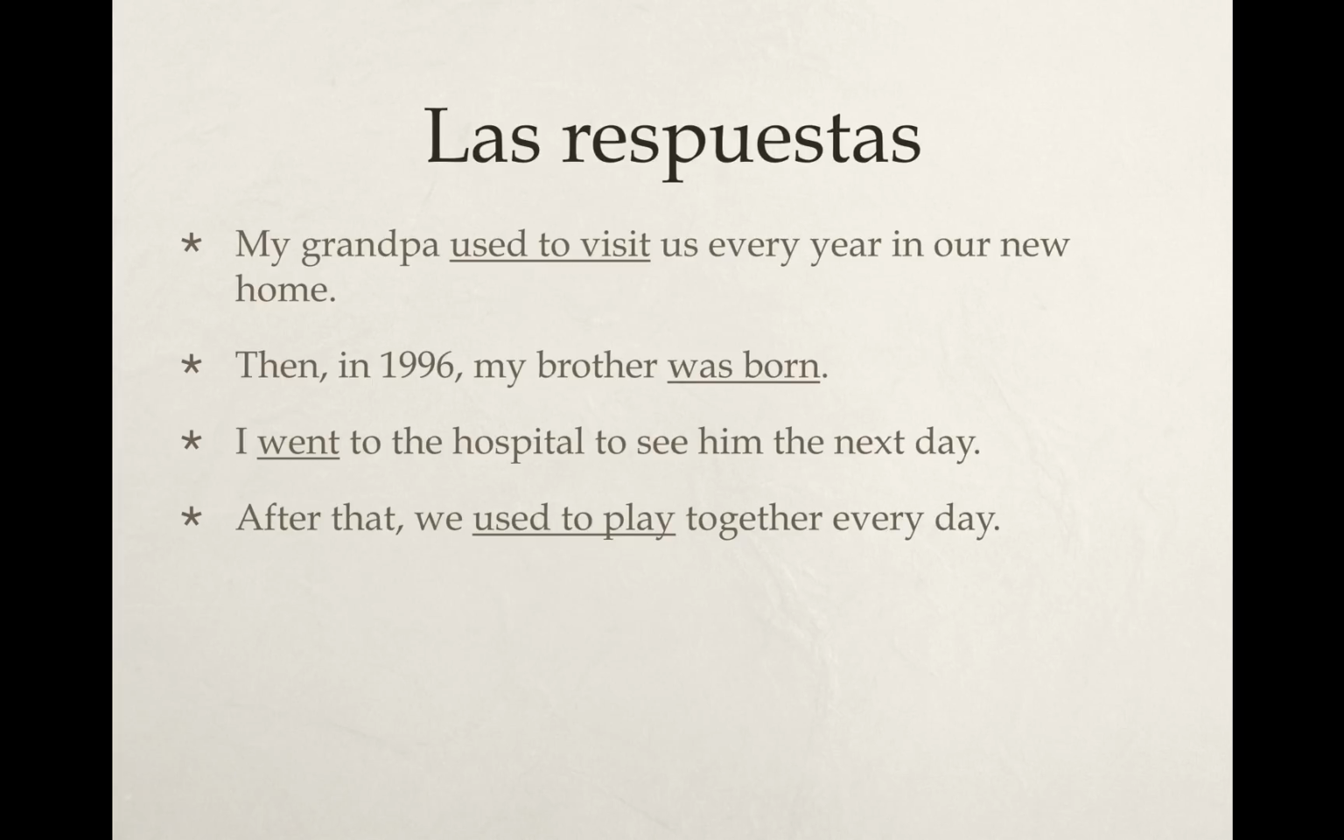More examples, if you wanted to say my grandpa used to visit, again, seeing the used to is always a key to let you know that you're going to be using the imperfect tense. My brother was born in 1996, over and done. How many times can he be born? Just once. Completed past action, preterite tense. I went to the hospital to see him the next day. Again, that's a completed past action. It occurred once. How many times did I go to the hospital? Just once, another preterite tense. But then after that, we used to play. You can see the used to tipping you off that it needs to be conjugated in the imperfect.